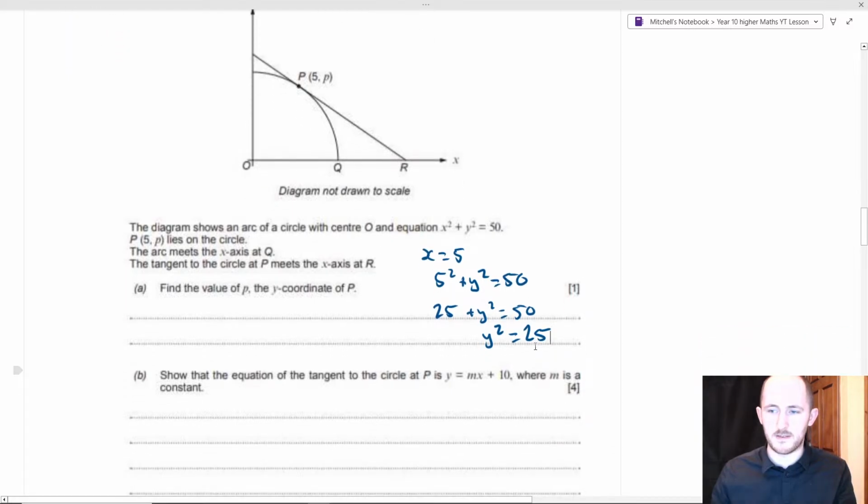So yeah, y squared equals 25. I did that a bit quickly, so I've just minused 25 from both sides. So y is equal to, technically speaking, plus or minus 5. Now, of course, it's going to equal plus 5 in this case.